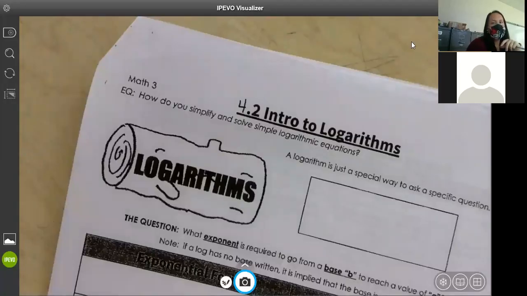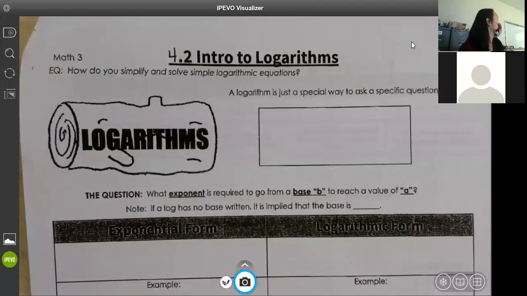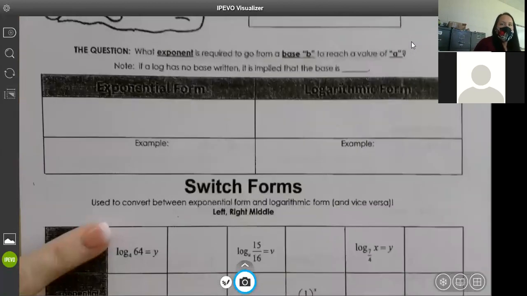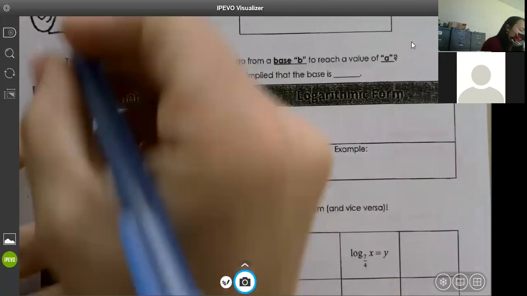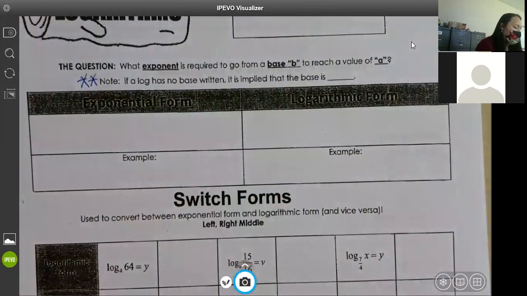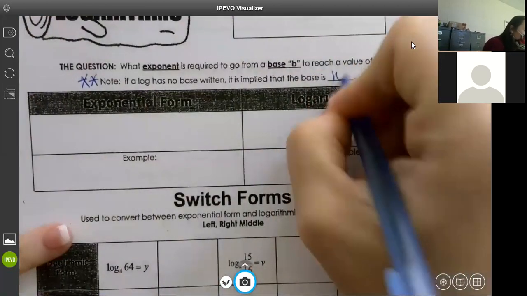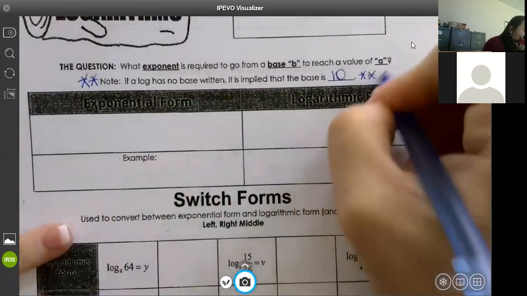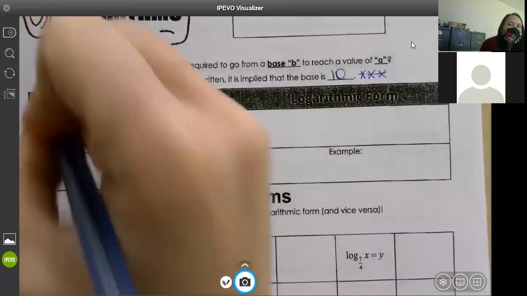All right, so we're gonna start our intro to logs, and this one is pretty easy. It's not very hard. Okay, so logs seem like they're crazy, but they're not. We're gonna drop down to this right here. You need to know this. If a log has no base when it's written, it's implied that the base is base 10. You need to know that.